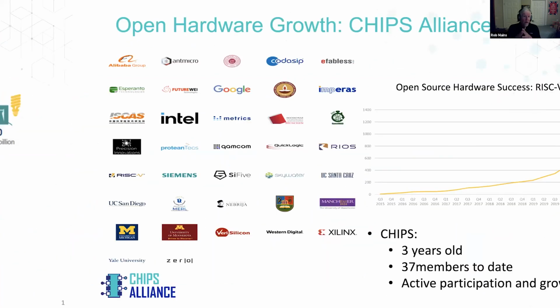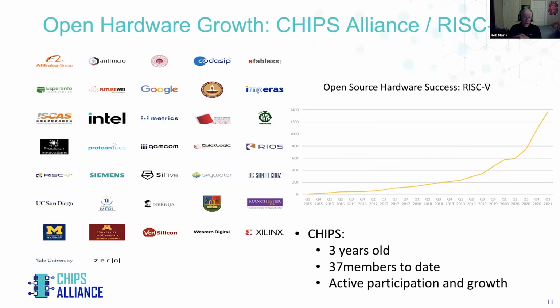So in open hardware areas specifically, the Linux Foundation, there's Open Power, there's RISC-V, and there's CHIPS Alliance. And so CHIPS Alliance right now has 37 different members to date, has a combination of companies such as Intel and Google, Antmicro, Alibaba, Xilinx, which is now AMD, but also a number of leading universities as well. And we come together and we collaborate on different problems. And just this one chart here shows that the success of open hardware is growing, as exhibited by RISC-V.